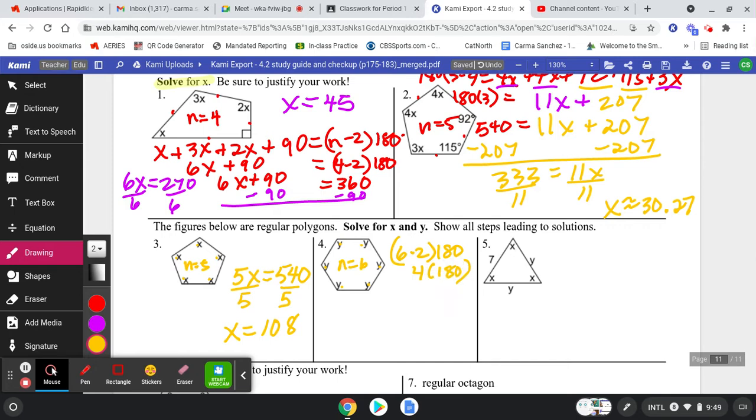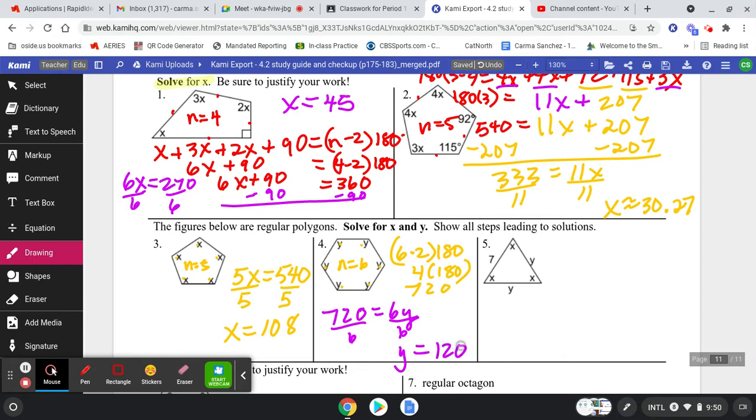Do that on your calculator. Did you remember that it was 720? So 720 is equal to 6 y's. Go ahead and divide that and see what you get for y. Good job. Did you get 120?